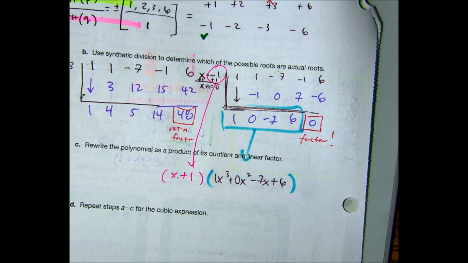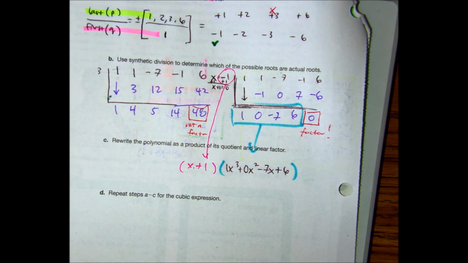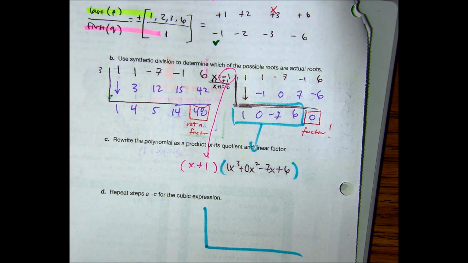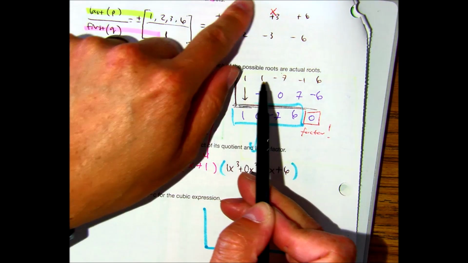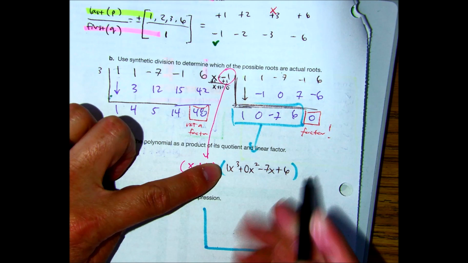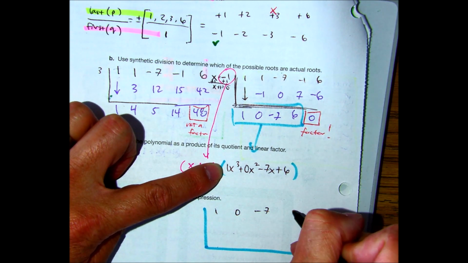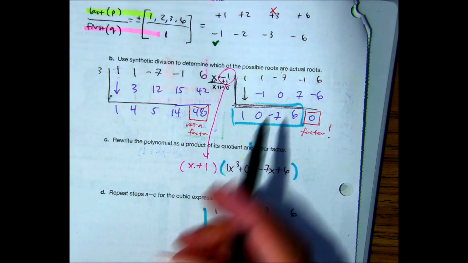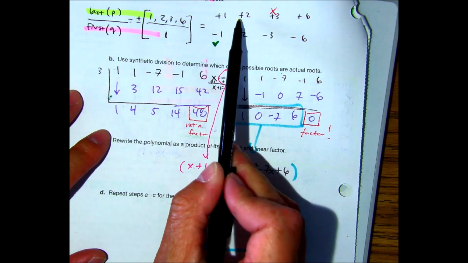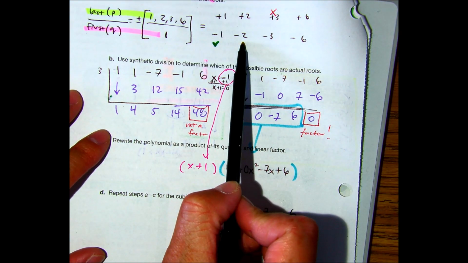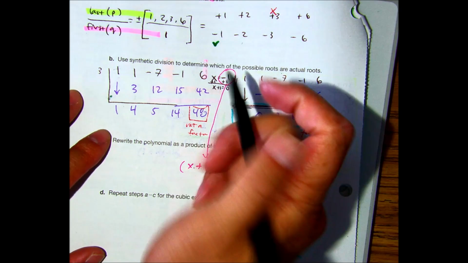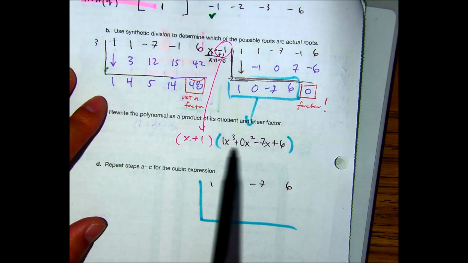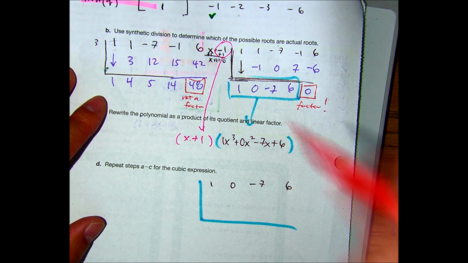Okay, now watch this. In the blue, we're essentially going to do synthetic division again. I'm not going to write down these numbers. I'm going to write down the numbers in blue. 1, 0, -7, and 6. Okay? Angie, what number did you test? -2. Did it work or didn't it? If it doesn't work for this polynomial, it's not going to work for this polynomial. Okay? Thank you, Angie.